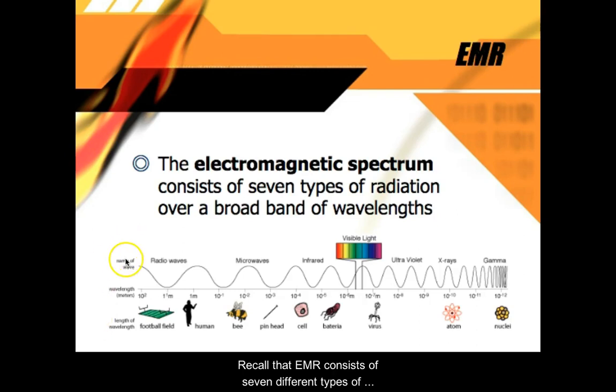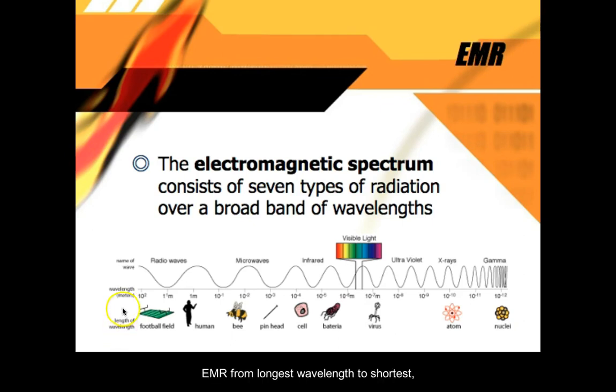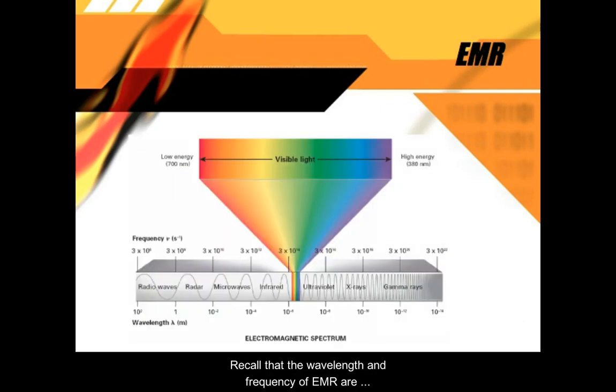Recall that EMR consists of 7 different types of radiation. Each of these types has a characteristic range of wavelengths, varying from more than the length of a football field to less than the width of an atom's nucleus. We can use wavelength to organize these 7 types from longest wavelength to shortest, as shown in this diagram. What results is known as the electromagnetic spectrum.